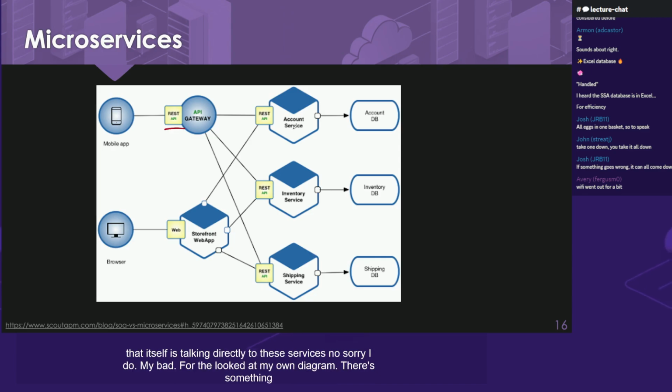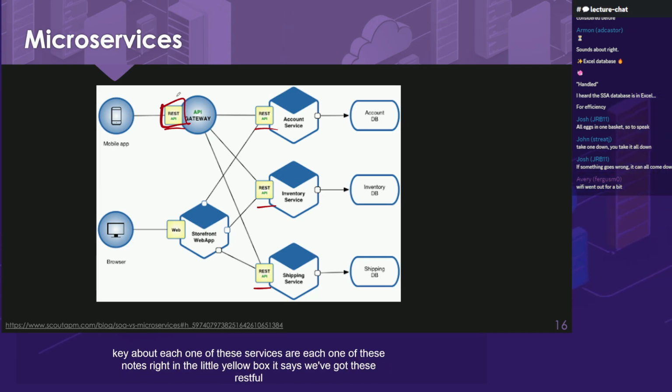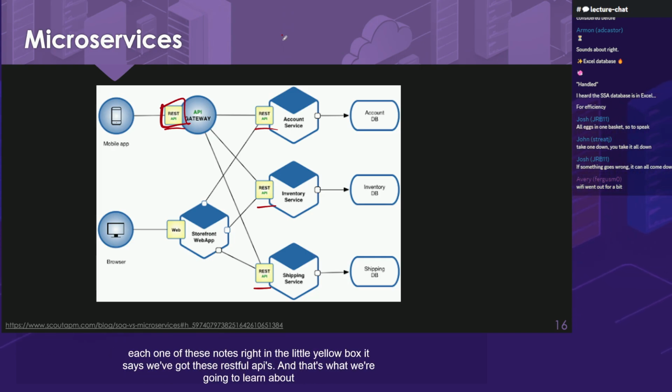There's something key about each one of these services or each one of these nodes, right? In the little yellow boxes, we've got these RESTful APIs. And that's what we're going to learn about, we'll say week 6 or 7.